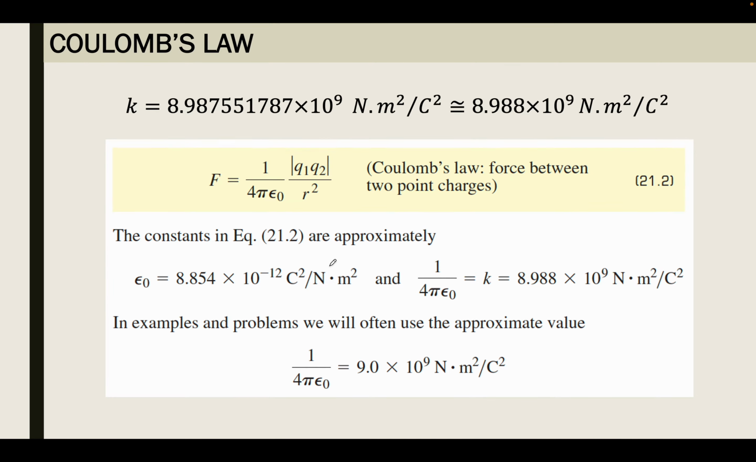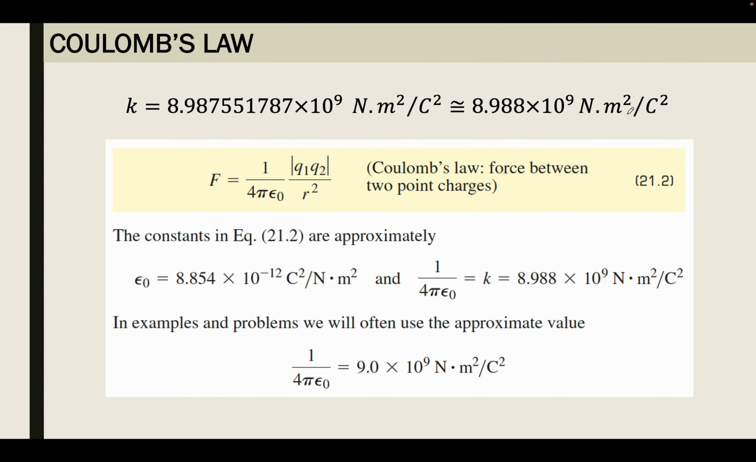Okay. So how about for the value of the proportionality constant K? So we have now here the value of our K. K is equal to 8.987551787 times 10 to the power of 9 Newton times meter squared per Coulomb squared, or we can just have it as, round off lang nato to 8.988 times 10 to the power of 9 Newton per meter squared over Coulomb squared.